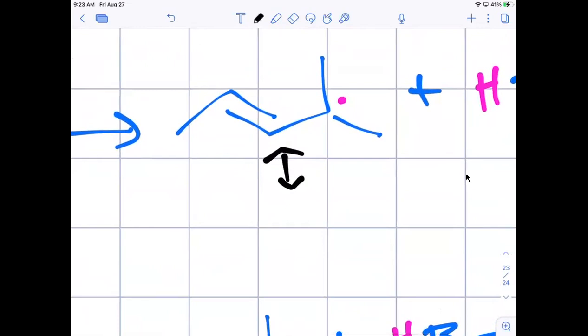Rearrange it. Sorry about that. I'm trying to kill a fly. How would I show it? What would the arrows look like to rearrange that radical?